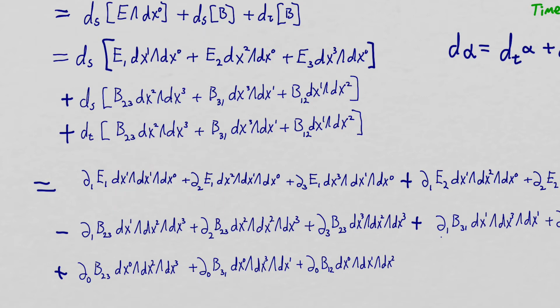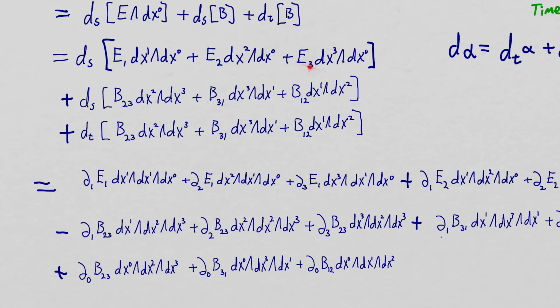Then we have the second partial derivative with respect to x2 of E1, dx2 wedge dx1 wedge dx0. So this survives because you have 2, 1, and 0, no duplicates. And then you have the partial derivative with respect to x3 of E1, dx3 wedge dx1 wedge dx0. So that survives too. So this one's going to die, but those two are going to live. And that takes care of this first term.